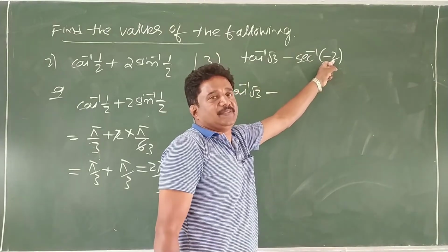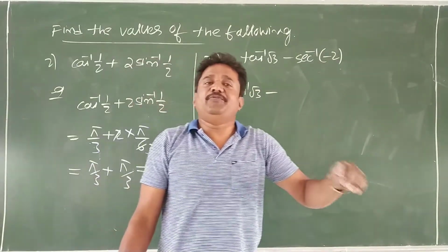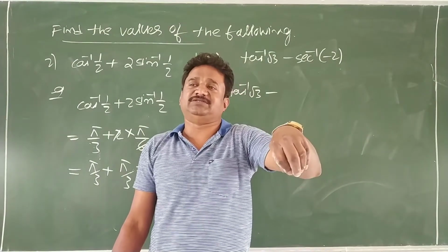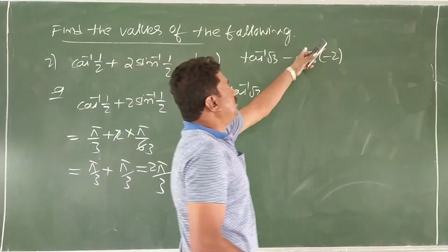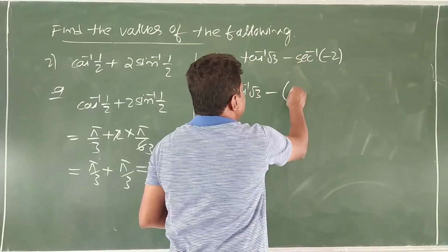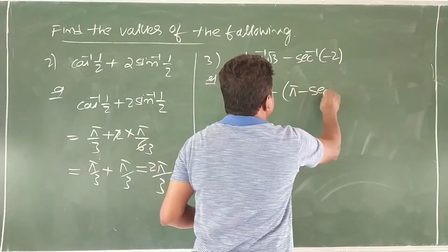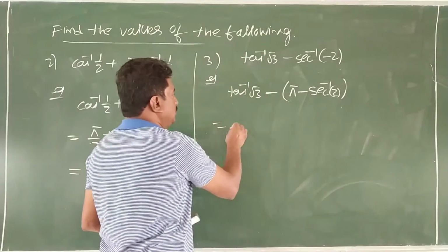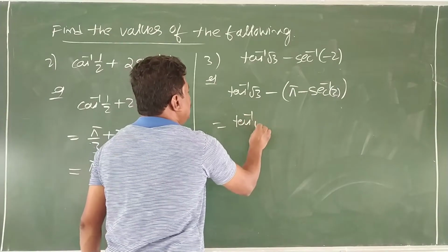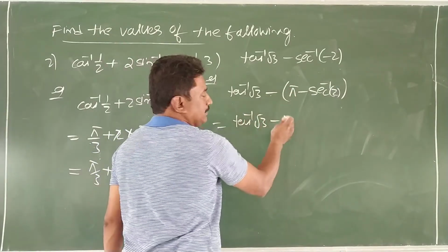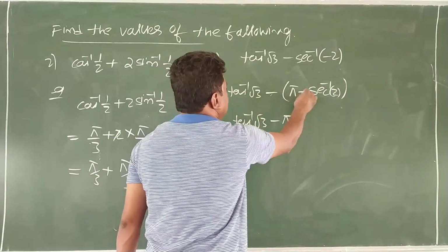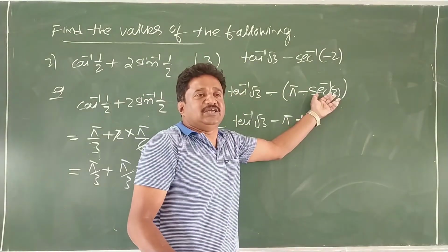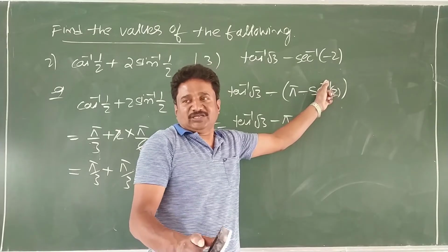Pi minus. So where do we use pi minus? Cos inverse, cot inverse, secant inverse. So what is secant inverse minus x? Pi minus, use bracket, pi minus secant inverse 2, right? So tan inverse root 3, minus into plus, minus pi, minus into minus, plus. You need not go for changing secant inverse into cos inverse.